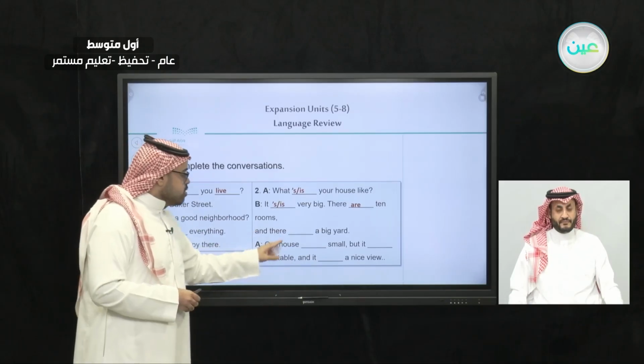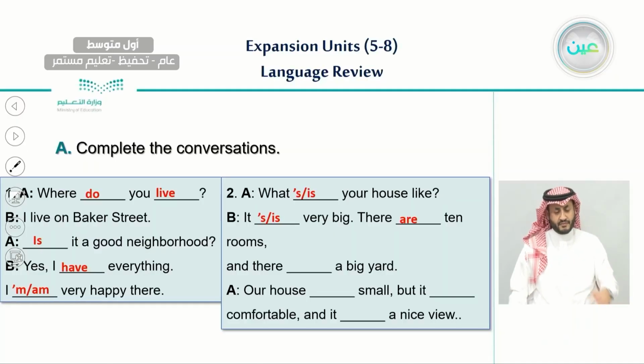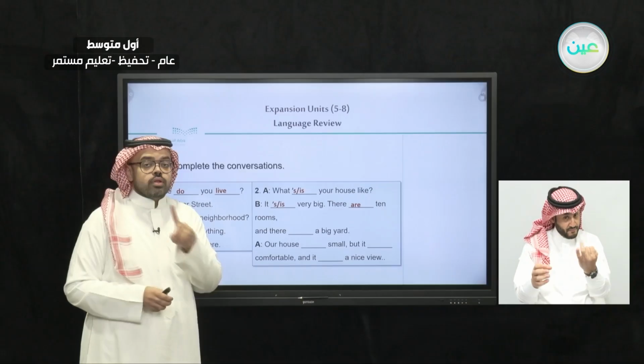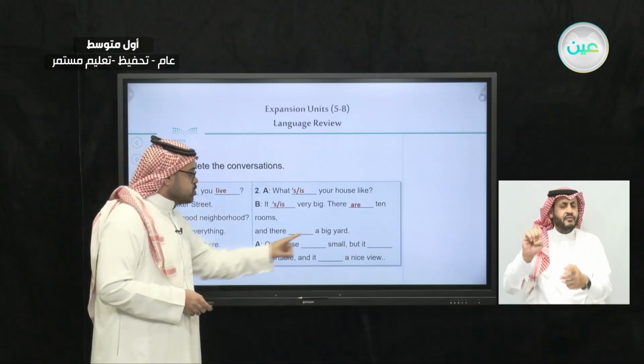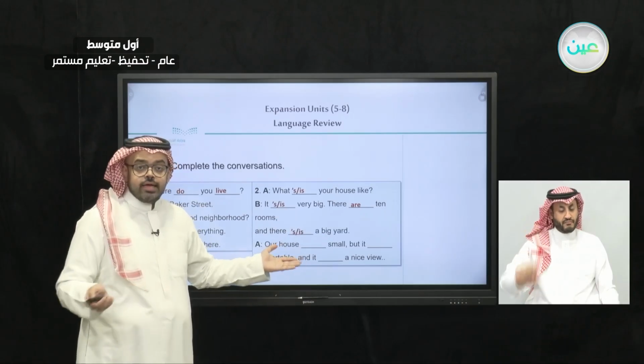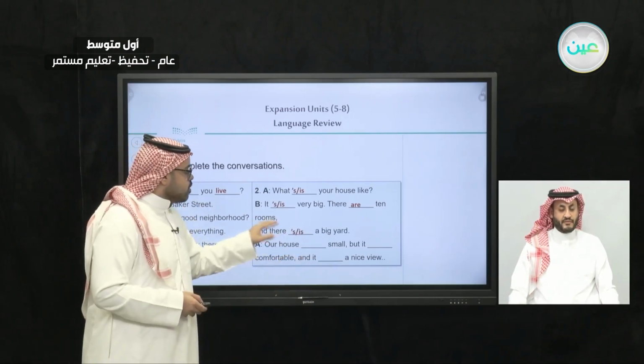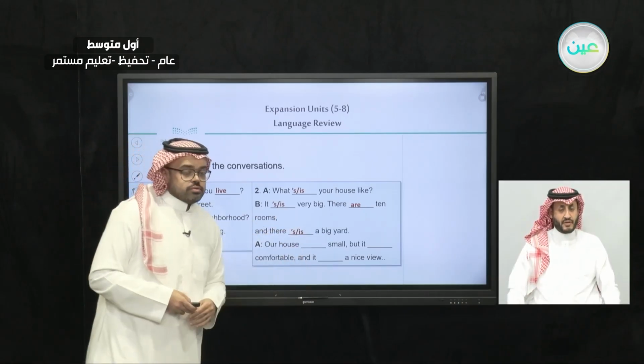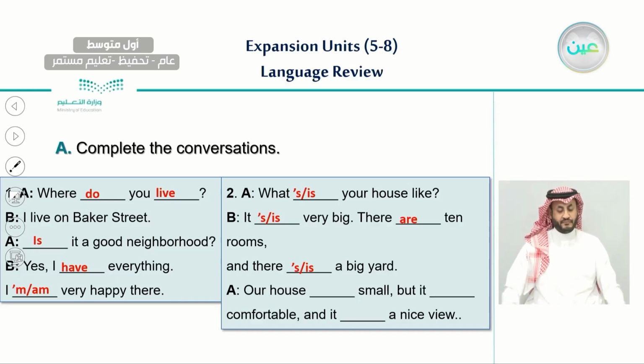And there is a big yard. A big yard, only one yard, not many, only one yard. So since we're talking about one thing, the verb to be will be is. So there is a big yard. And he continues, says, our house is small, but it is comfortable.